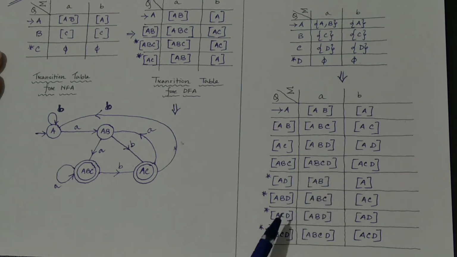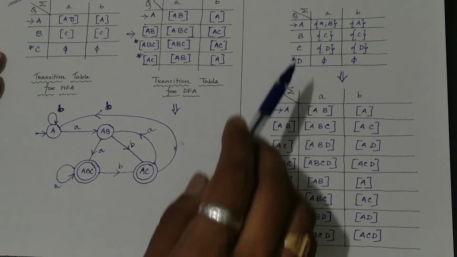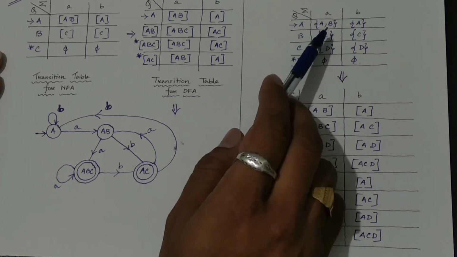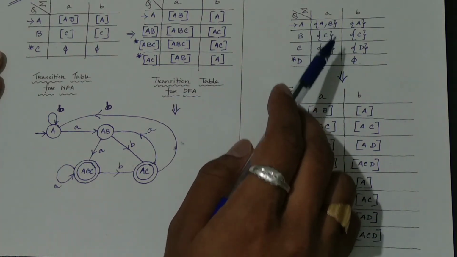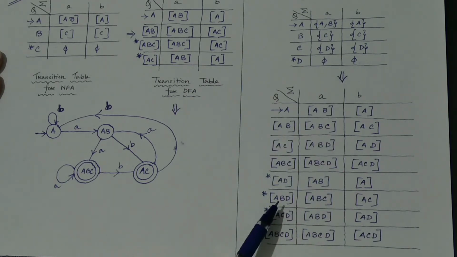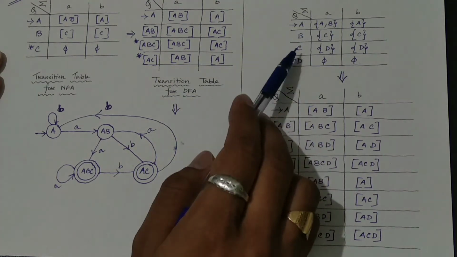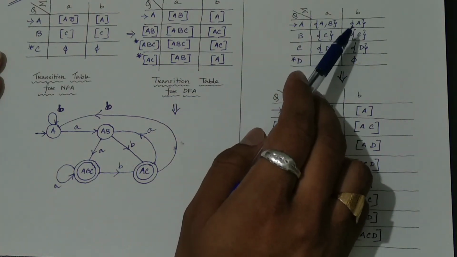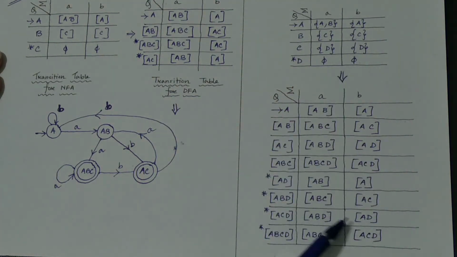Now the new states ACD and ABCD are left out. So ACD I have brought. A, C and D on A: A, B, D and phi. So the answer will be ABD. ABD is already done, so this is not a new state. And ACD, A, C and D on seeing B: A, D and phi. So AD will be the state. Correct? But this is not a new state, already done. Only ABCD is left out.